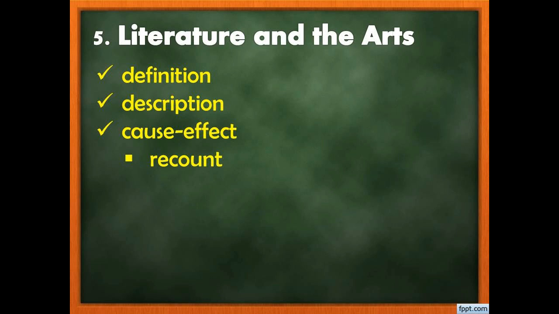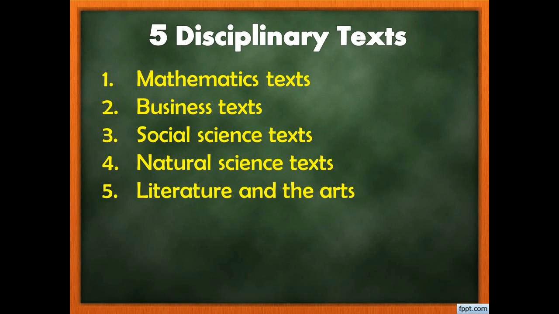Common text structures under literature and the arts are definition for literary terms, description for literary terms, description for fiction stories, and cause to effect, which may be in the form of recount. So those are the 5 disciplinary texts. Alright, they are mathematics text, business text, social science text, natural science text, and literature and the arts.